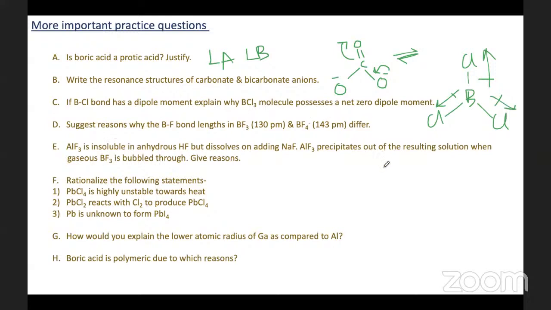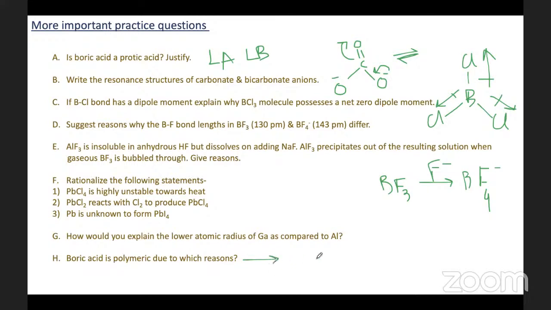The next question is regarding why the B-F bond lengths in BF3 and BF4 minus differ. That I have discussed in the first question, like how if BF3 takes up one fluoride ion, it will produce BF4 minus. Now you can understand how the geometry changes from the trigonal planar molecule to the tetrahedral molecule.